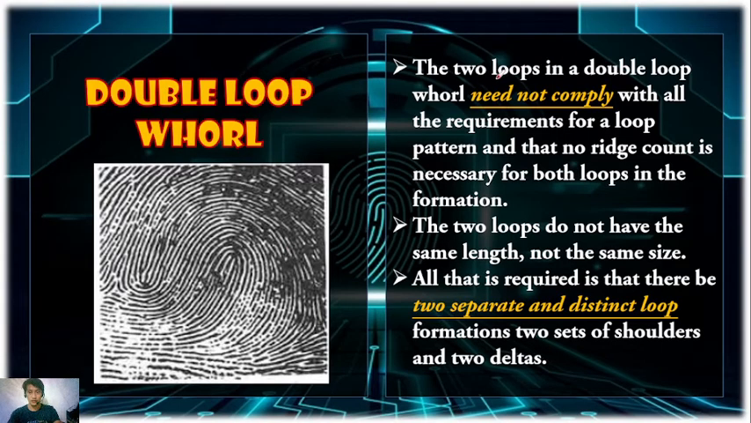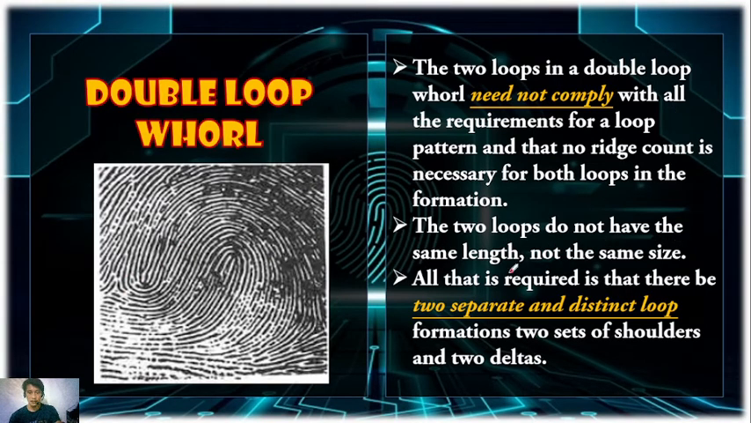Okay, so the two loops in a double loop whorl need not comply with all the requirements of a loop pattern, and no ridge count is necessary for both loops in the formation. So disregarded po ang ridge counting sa double loop whorl. Okay, so we don't need to count. Hindi naman loop yung bumubuo ng double loop whorl. So with that, we don't need to perform ridge counting in here.